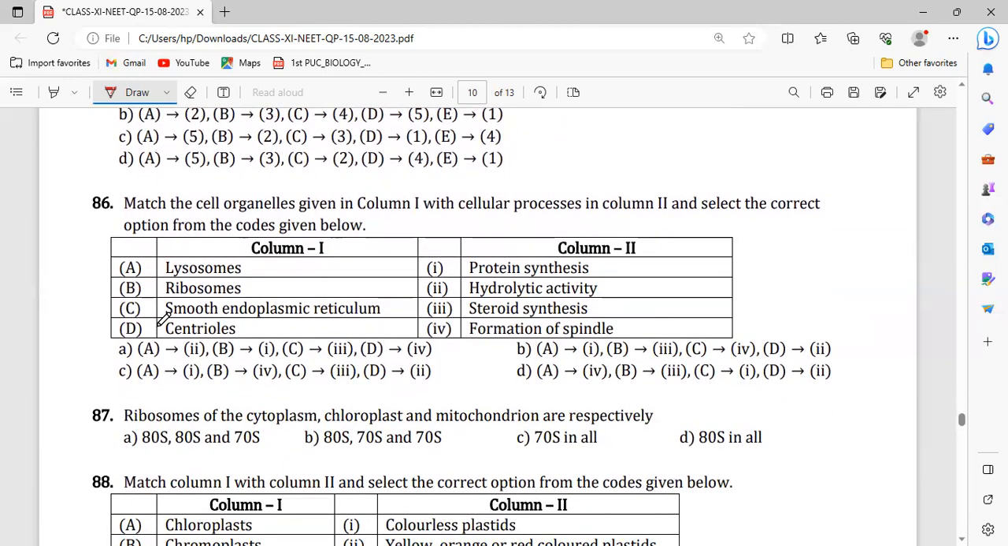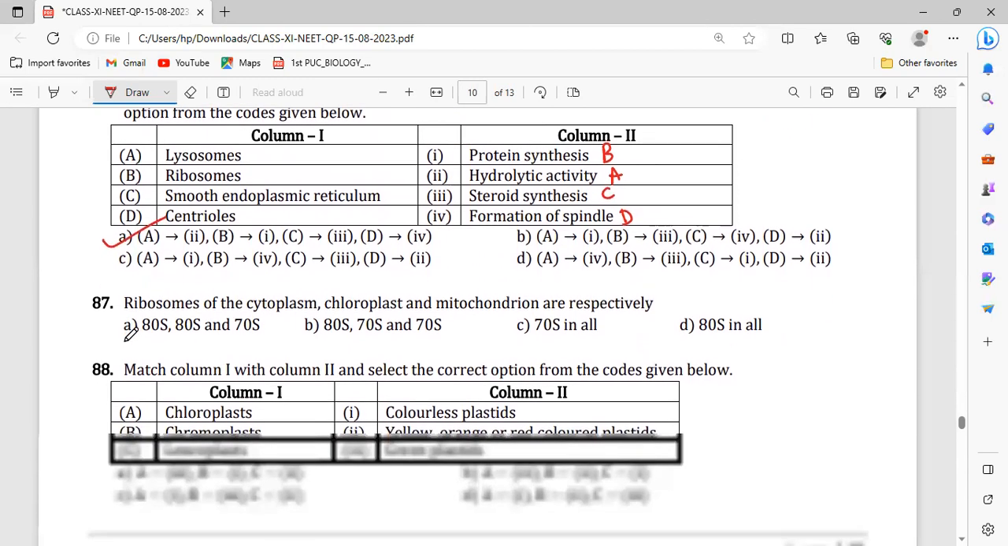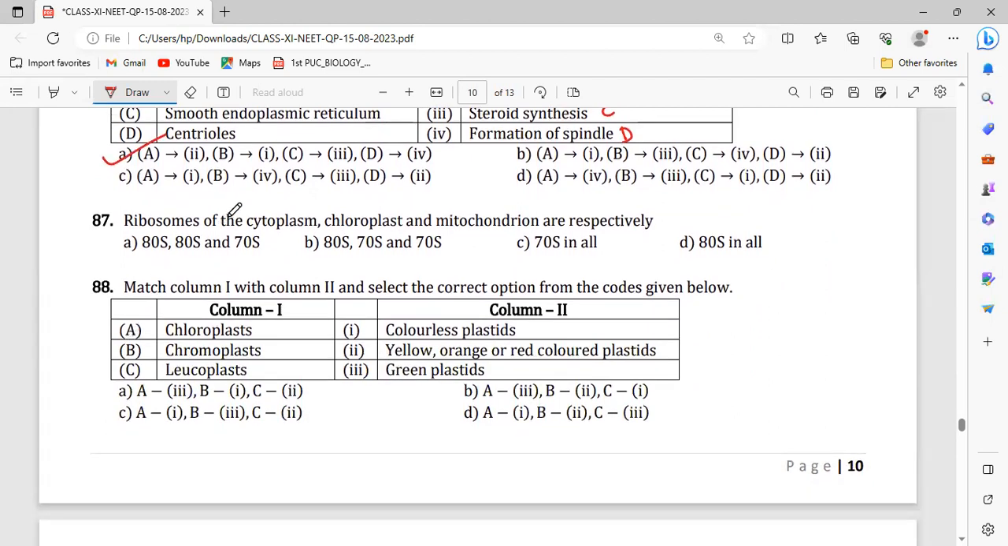Then 86, lysosomes, they have the hydrolytic activity because of hydrolytic enzymes. Then ribosomes, they help in protein synthesis. Smooth endoplasmic reticulum, they help in lipid synthesis. Centrioles, they help in the formation of spindle fibers. So answer is option A. Ribosomes of cytoplasm it will be 80, chloroplast will be 70, mitochondrion will be 70. 80, 70, 70, it is option B.